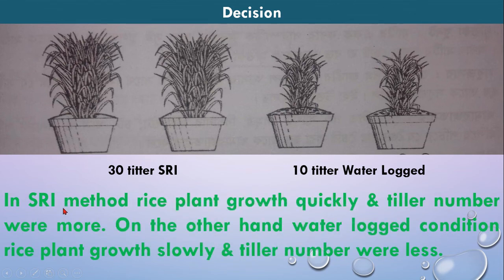So in the SRI method, rice plants grow quickly and tiller numbers were higher, which is what we found. On the other hand, in waterlogged condition, rice plants grow slowly and tiller numbers were lower. So this is the decision we came up with after completing this experiment.